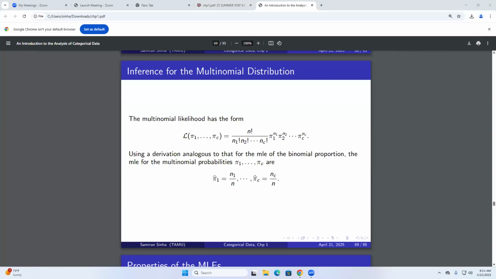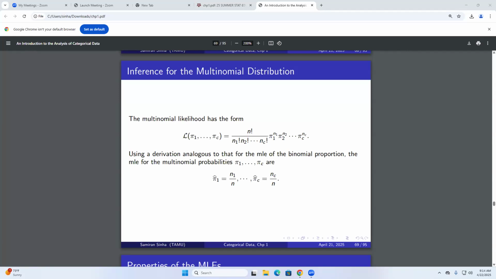Corresponding probabilities are pi 1, pi 2, pi c. The probability mass function for observing N1 counts for category 1, N2 counts for category 2, and so forth, can be obtained through this formula: N factorial over N1 factorial, N2 factorial, dot dot dot, Nc factorial. It will be multiplied with pi 1 to the power N1, pi 2 to the power N2, multiplied with pi c to the power Nc.